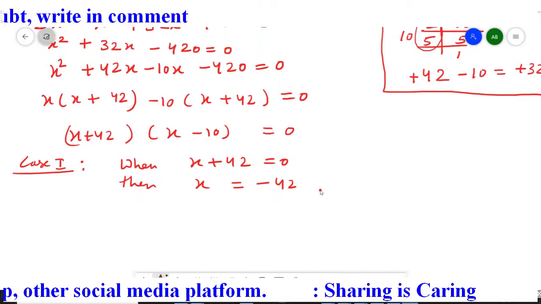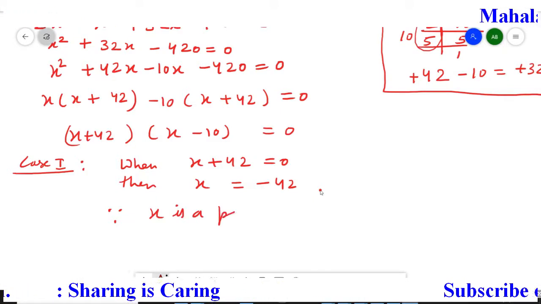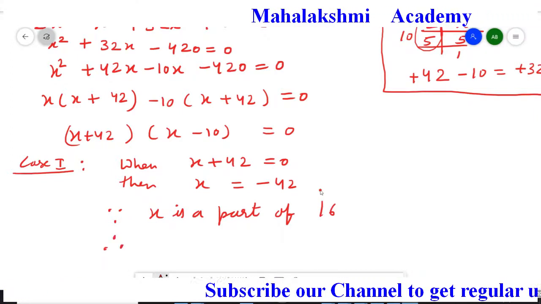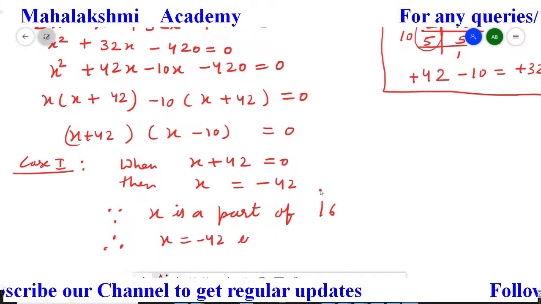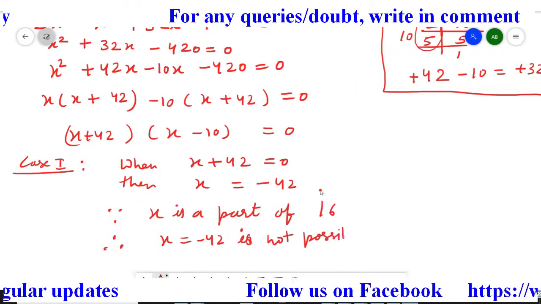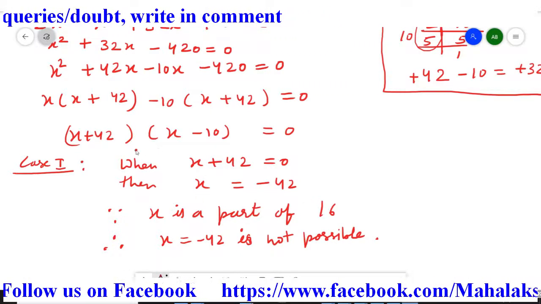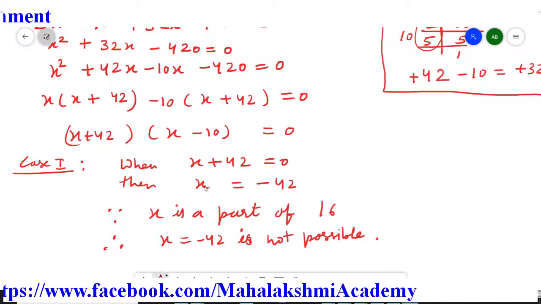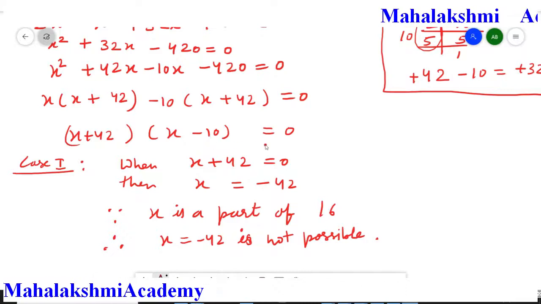So we will write here, since x is a part of 16, x equal to minus 42 is not possible. So this case is not applicable, so we will leave this case. So from this bracket we started, but from this bracket we did not get any answer. Now we will move to the second bracket, that is x minus 10. So now in the second case we will assume x minus 10 as 0.